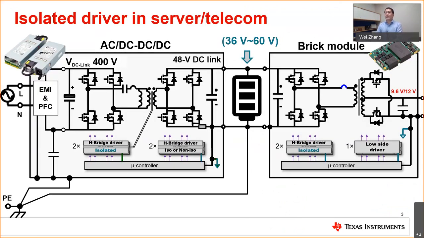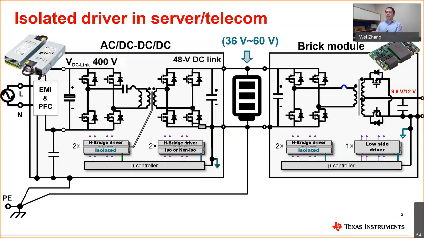Here is an example of the server and telecom from the AC line to the brick module in the telecom system. So you can see here, we have the AC line, the EMI filter, and PFC. Now we have an isolated DC to DC, which is quite popular, and the output is nominal 48 volts, but it can range from 36 to 75 volts. In this case, I'm showing 60 volts, which handles the majority of cases.